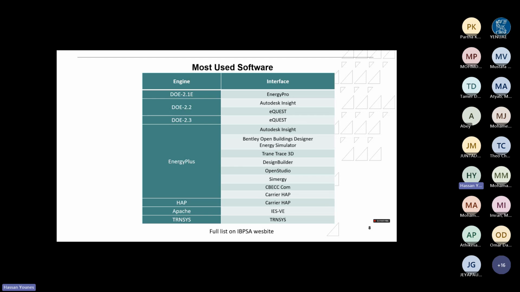So we have the engines DOE for eQuest, for example. There's 2.1, 2.2, and 2.3. There's Energy Plus, which runs a lot of the newer, let's say, software. There's HAP from Carrier. Well, Carrier actually have both. There's one that's running Energy Plus, and there's one just using their own engine. And there's Apache that is for IES, and there's Transys, which is another powerful software that I've used before. There's a full list on the IBPSA website. If you want to look at the different software, they do have a list of software, and they kind of give some background on each software.